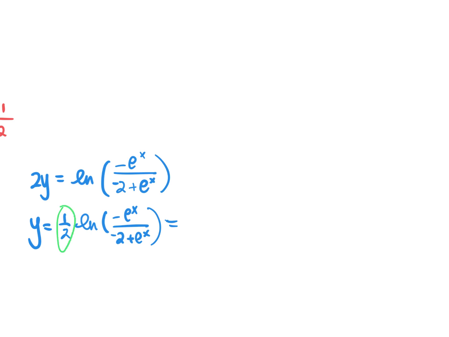Do you remember what that half could do? What power it has? It could move back into the position of the power. So you could also write it as the natural log of negative e to the x minus 2 plus e to the x, to the power half. And even more than that, if you didn't want to write it to the power half, another thing you could do is write it as a square root of the whole thing. That would also work. Those are all equivalent.